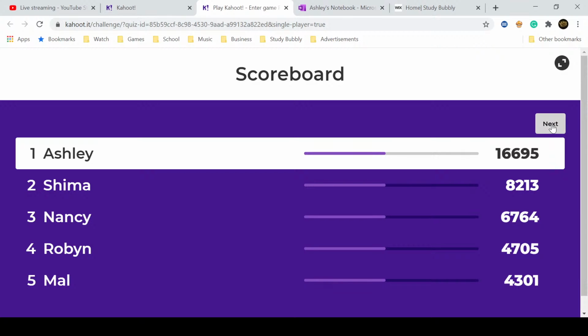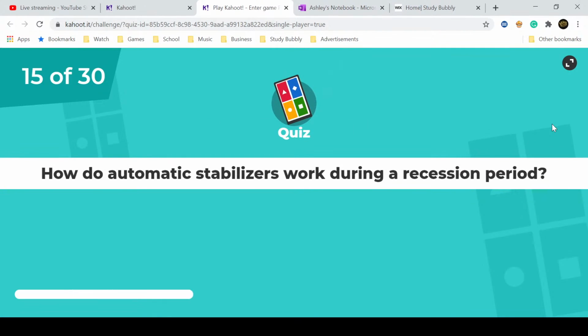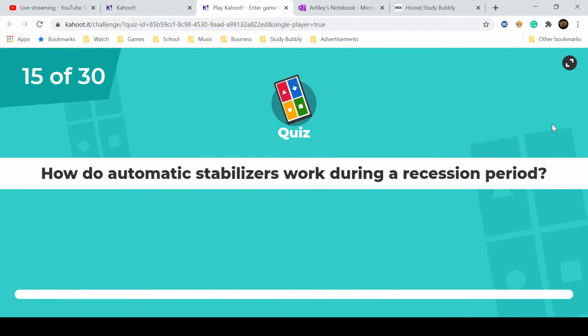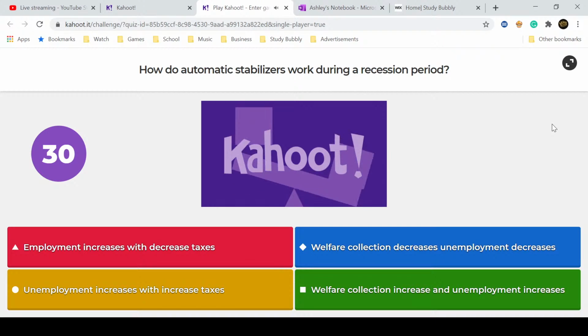Okay, hopefully halfway through the stream we got it good. How do automatic stabilizers work during a recession period?